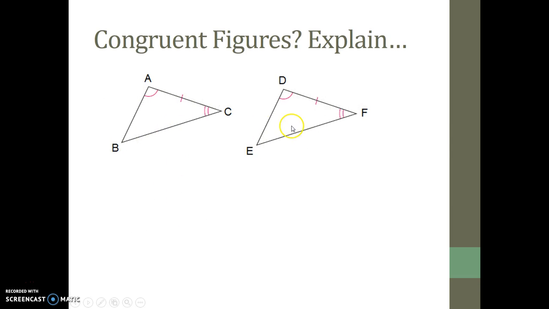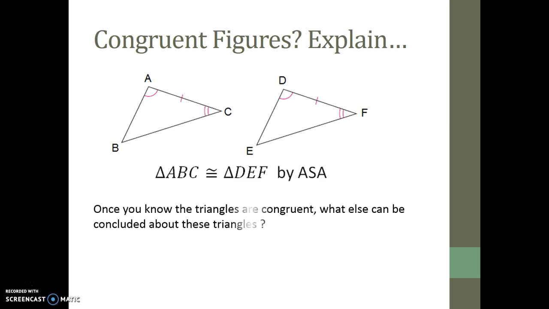So here, take a look at the two figures. Are these two triangles congruent? Well, we have angle, yes, side, and then another set of angles congruent. Angle, side, angle with this angle, side, angle. Okay, so the two triangles are congruent. Once you know that, what else can be concluded?